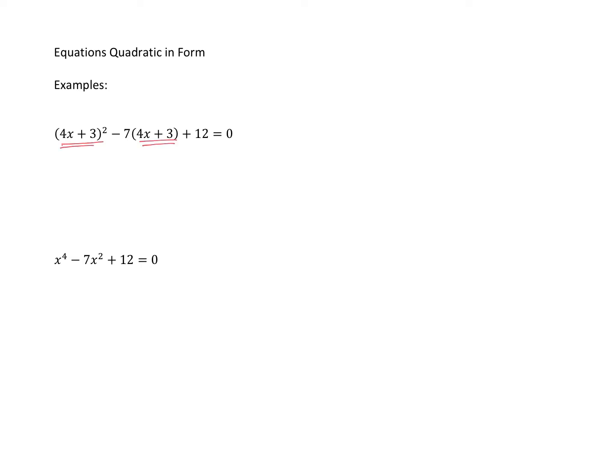So one approach to this would be to actually FOIL this out and distribute here, and then collect like terms, and then solve the resulting quadratic. Another thing that we often do is we make a substitution. So in this case, I am going to let u equal 4x plus 3, because I notice that's the thing that's there twice.